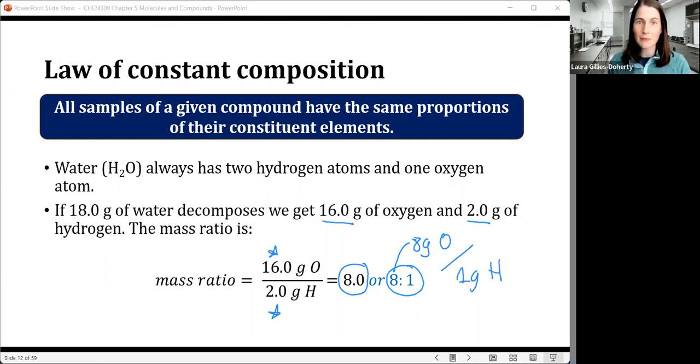And this is because the proportion of the atoms in this molecule is always the same. And atoms have mass, right? Atoms are matter, matter has mass and volume. So because we always have 2 hydrogen atoms for every 1 oxygen atom, the ratio of those atoms is always the same for the same molecule, which means the ratios of the masses of those atoms is always the same as well for the same molecule.